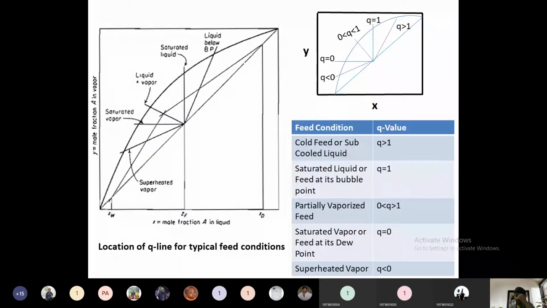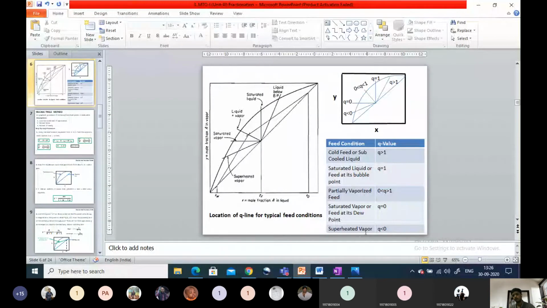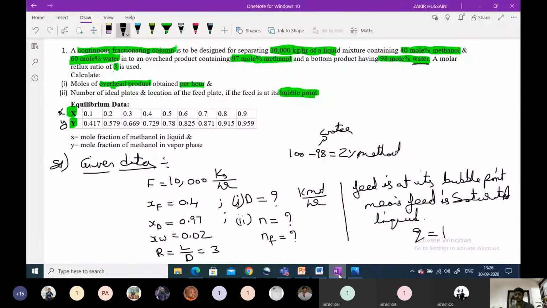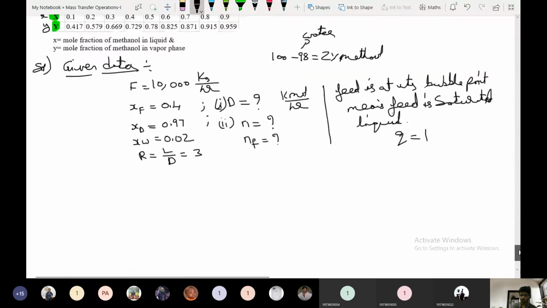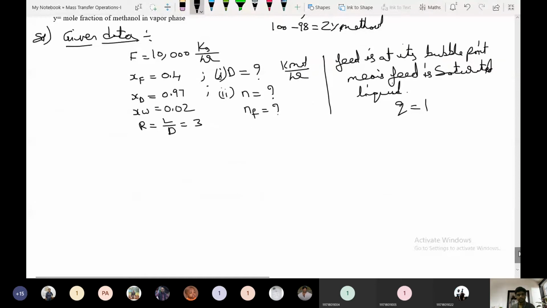Here, if you see, for a feed that is saturated liquid, or at its bubble point, Q is equal to 1. So with Q equal to 1, we can directly draw a vertical line from XF. That is what we have to identify from the problem. All the data has been given. First we have to calculate the unknown parameters. XD, XF, XW and F they have given, but we don't know D and W. In the first bit they asked us to calculate D. So W and D are unknowns.